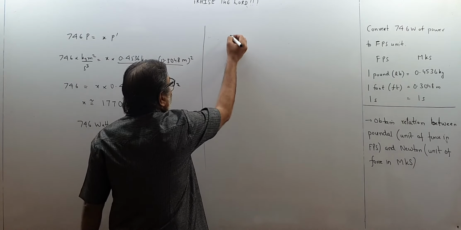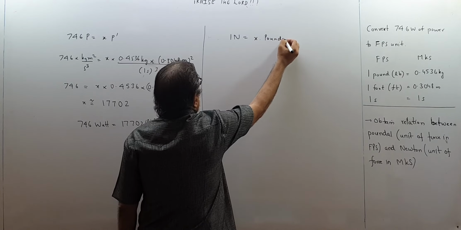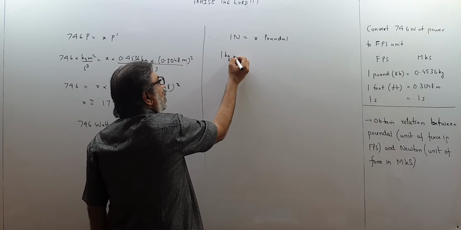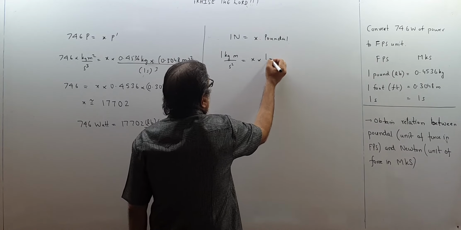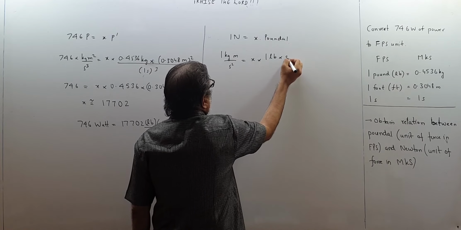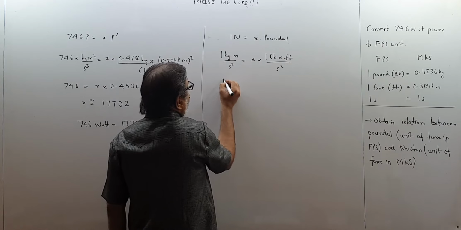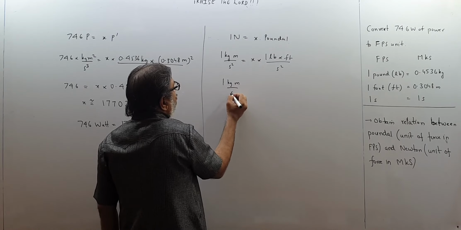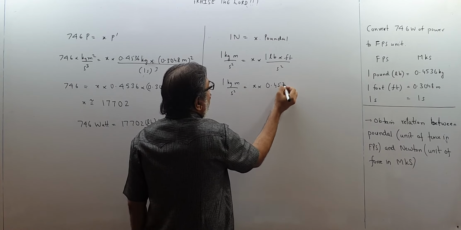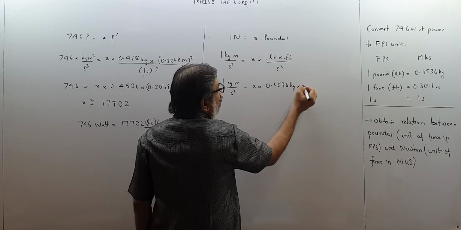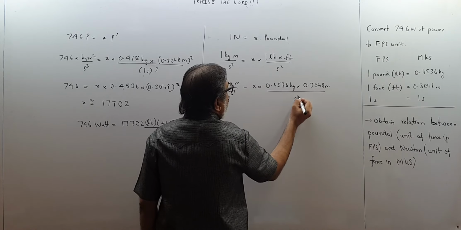So understand children, supposing 1 Newton becomes X poundal. Okay. So 1 Newton means 1 kg meter upon second square, that will be X into poundal means 1 pound into second foot, instead of meter I write foot, upon second square. So 1 kg meter per second square becomes X into 1 pound means how much? 0.4536 kg. Foot means 0.3048, and this is meter upon second square.